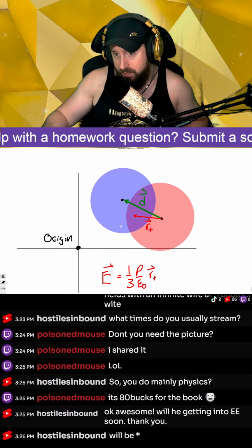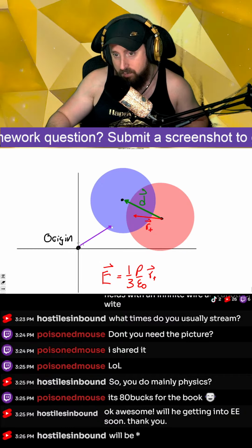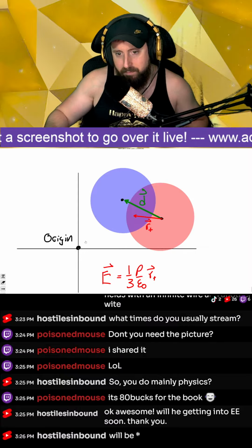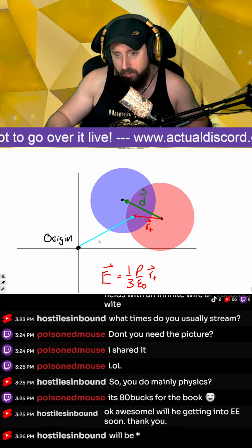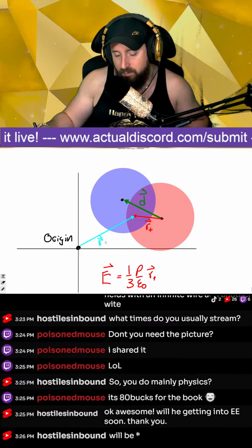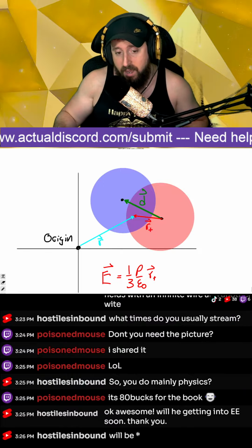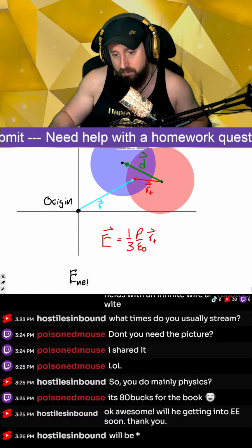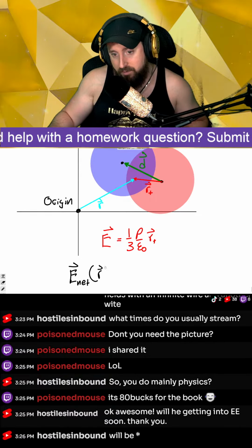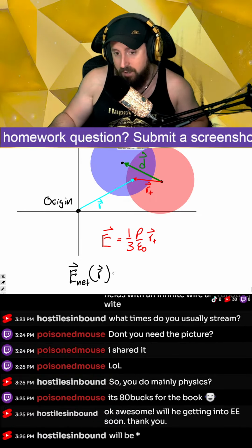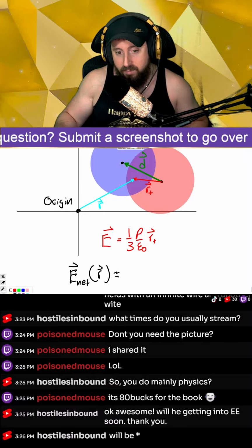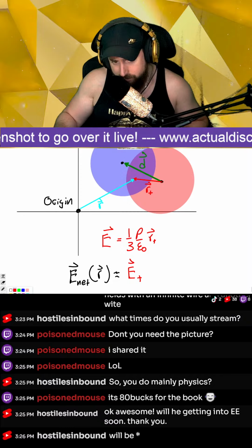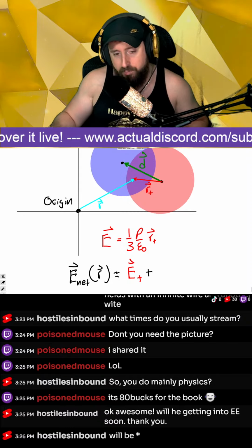Whereas when I'm measuring things from the origin, this, in blue, is really what r vector is. Because at the end of the day, I want the net electric field as a function of r vector, measured from the origin. And that's going to be the electric field contribution from the positive one plus the electric field contribution from the negative one.